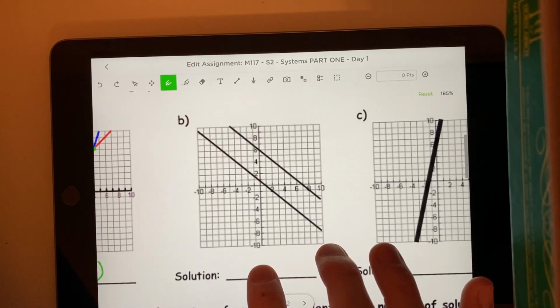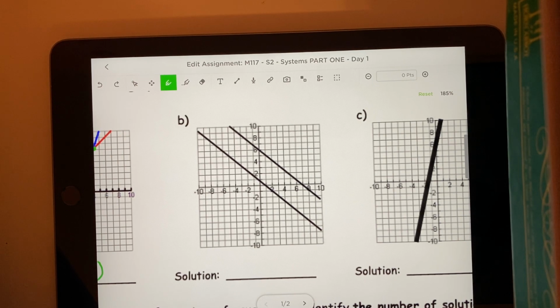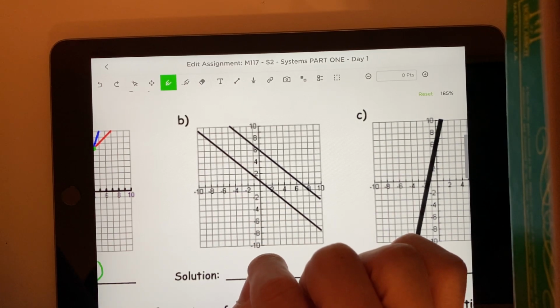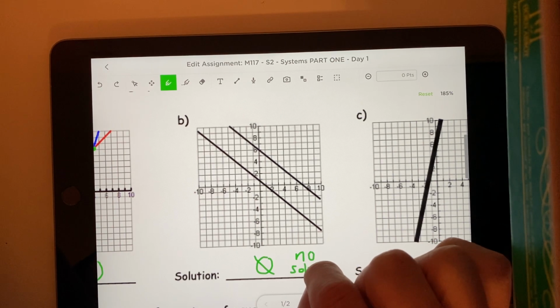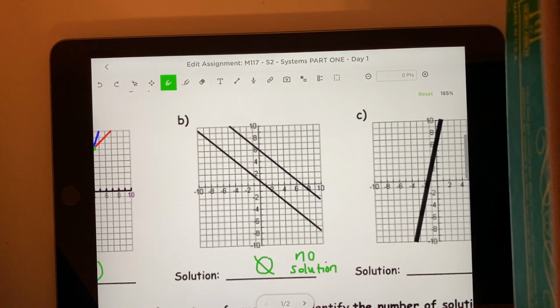In part B, you have something called parallel lines. These lines obviously don't touch. So if you want a solution for lines that don't touch, there is no solution, because for there to be a solution, they need to touch. So that is no solution. If they're ever parallel lines, no solution. They're not going to ever touch.